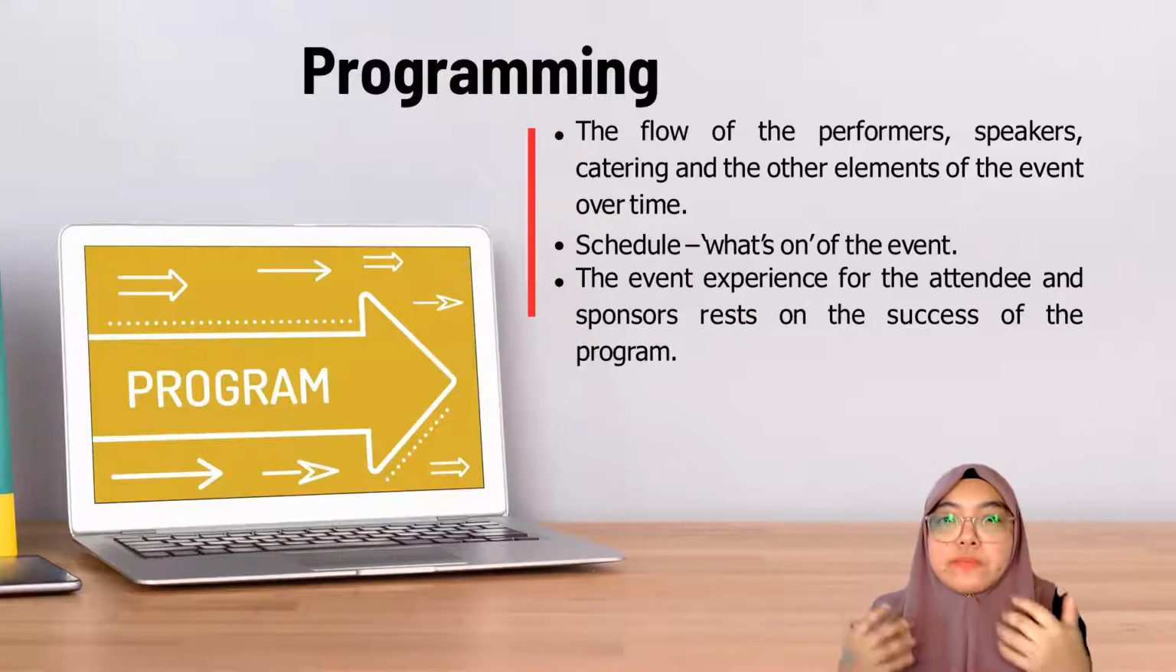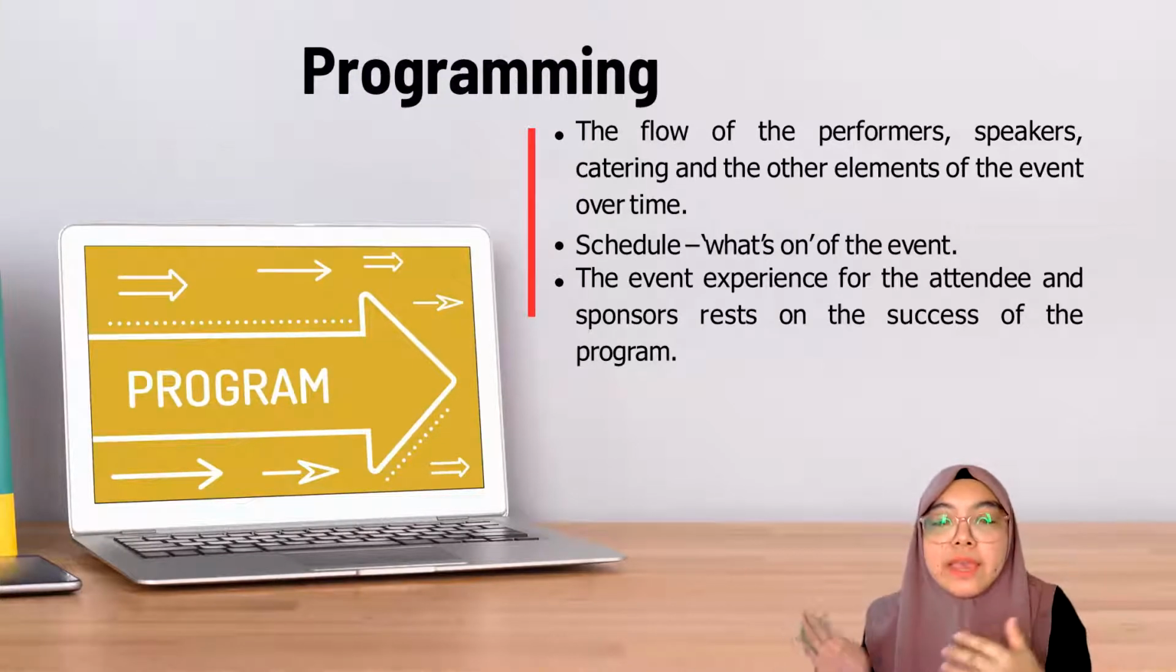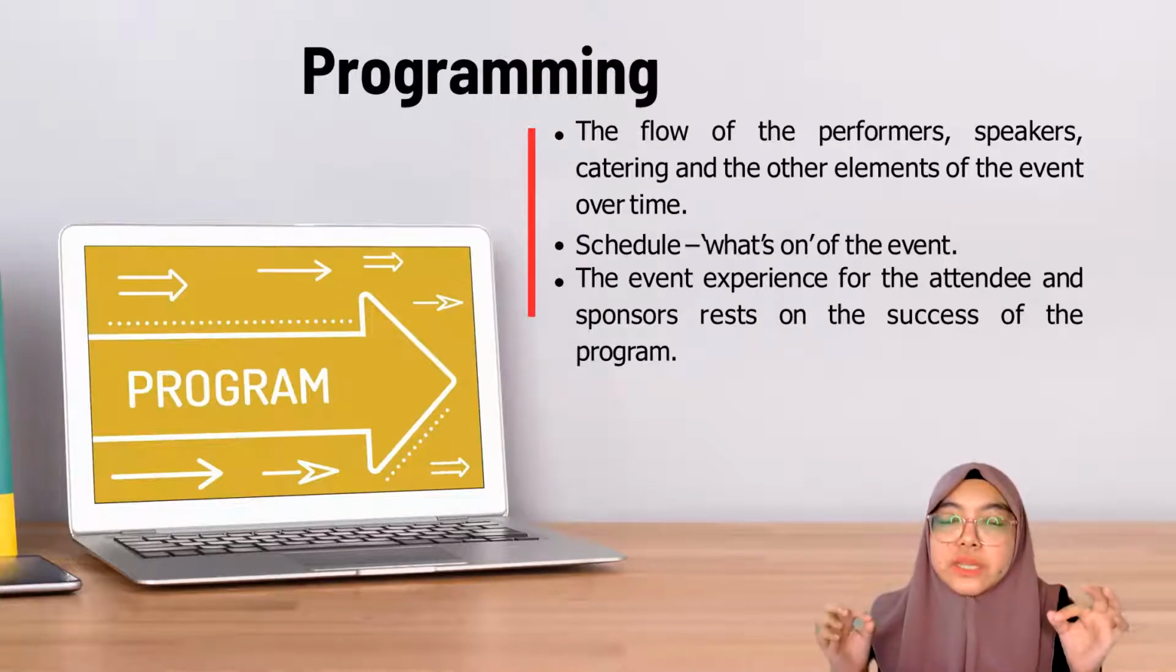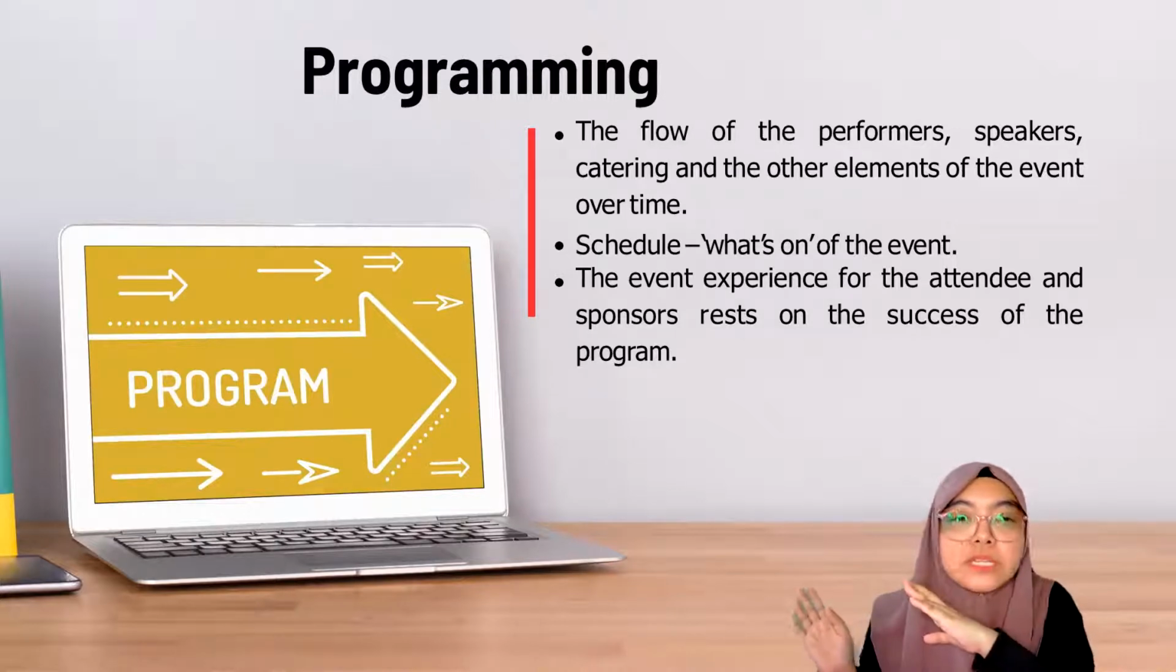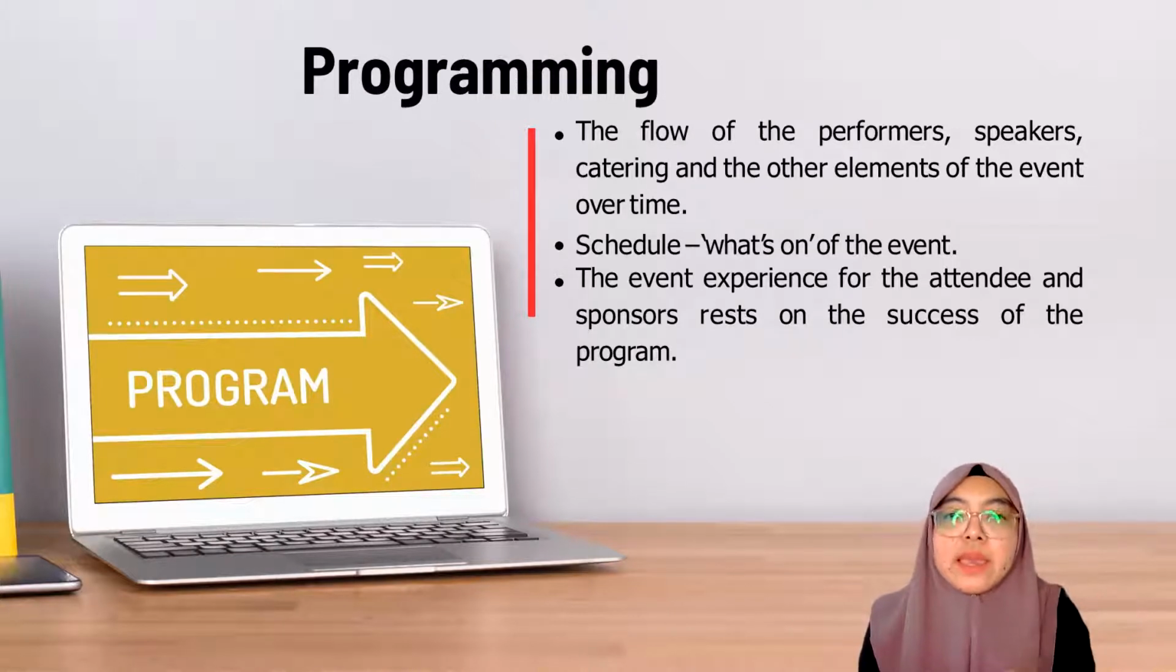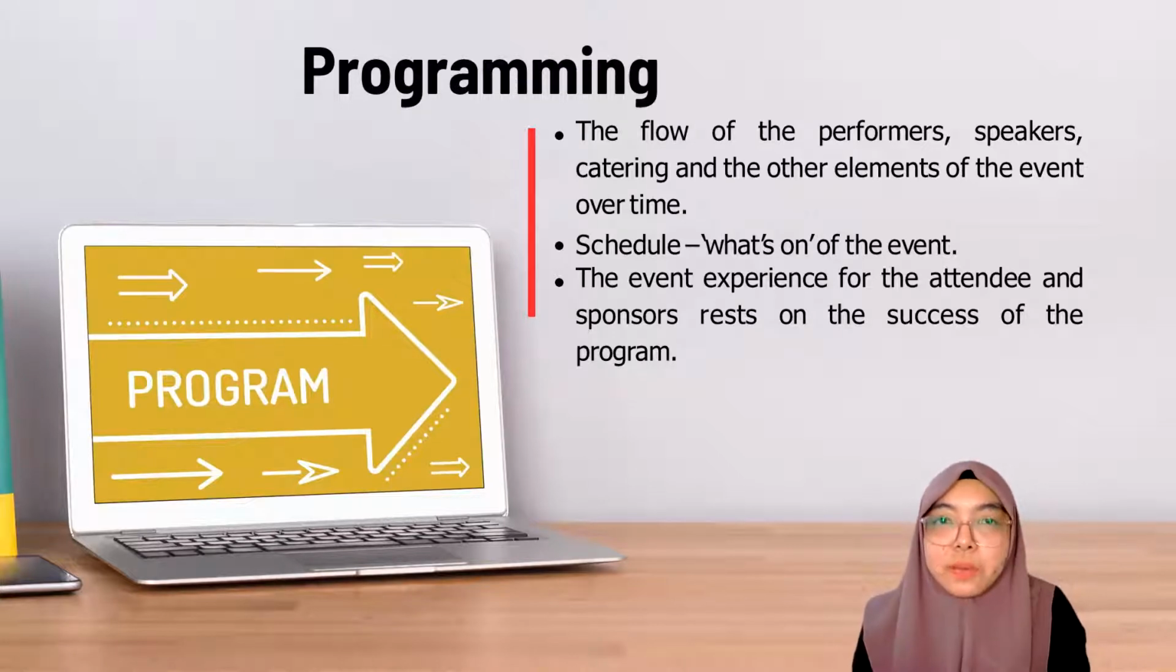So that's why we need to have the program, the flow of the event, and then schedule what's on the event. Schedule is always important to have, because we need to make sure of the smoothness of our event. Okay, and then the event experience for the attendees and sponsors rests on the success of the program. So we need to always check whether the program is suitable for our participants or spectators or not. Okay, I hope you guys understand.